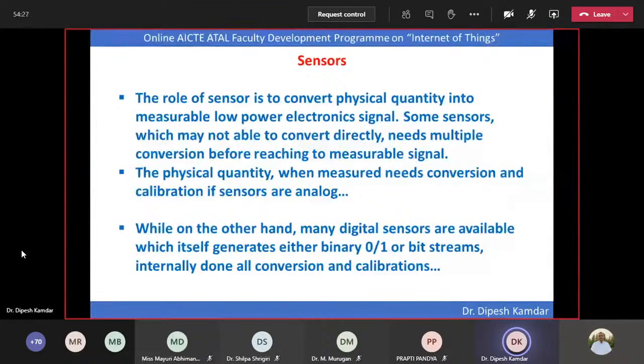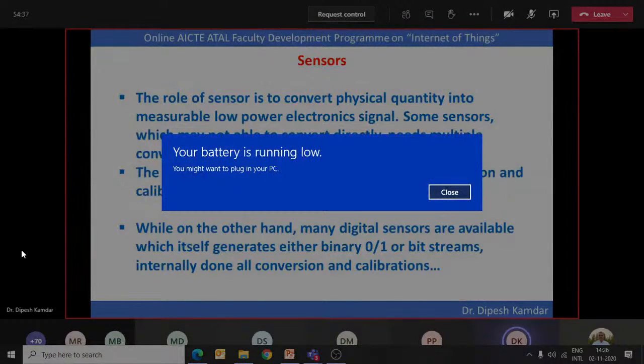Some of these digital sensors can generate a bit stream. That bit stream can be transferred to your controlling device, so that controlling device can fetch that bit stream, do the data processing, and convert it back to the required data.